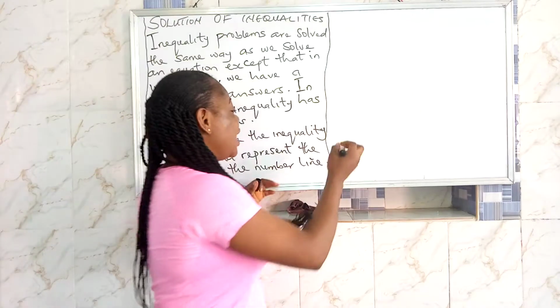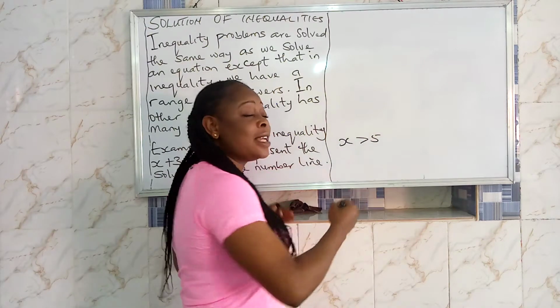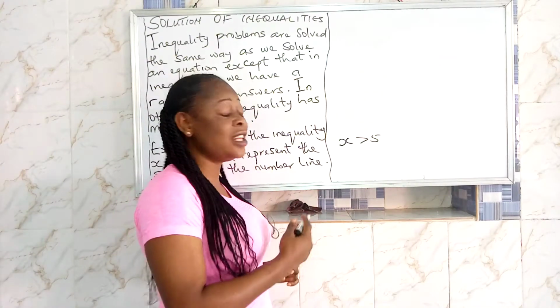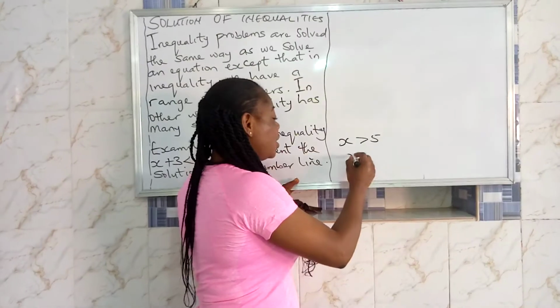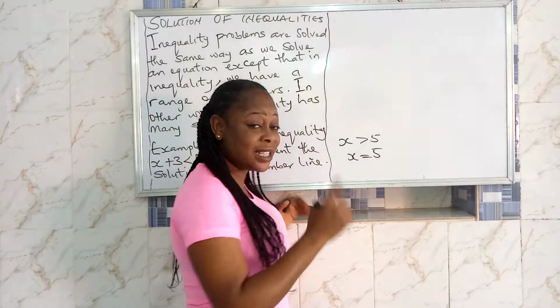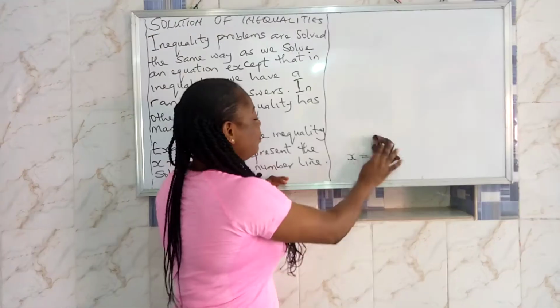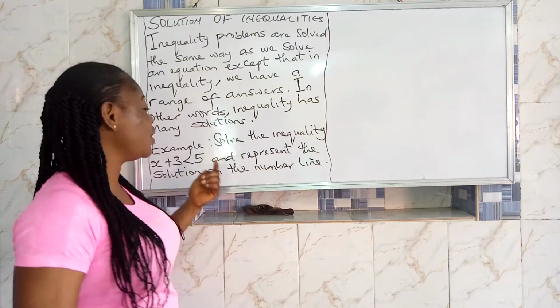For example, let's say I have x is greater than 5. When I say x is greater than 5, that means my x ranges from 6 upward. But if it is an equation, I just have x equals 5, so I have a single solution for an equation. But with inequalities, I have many answers.